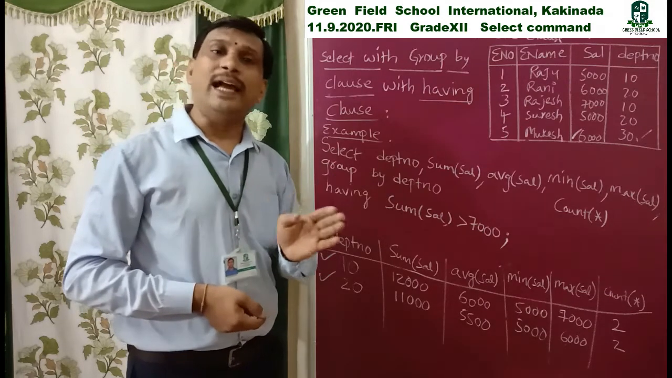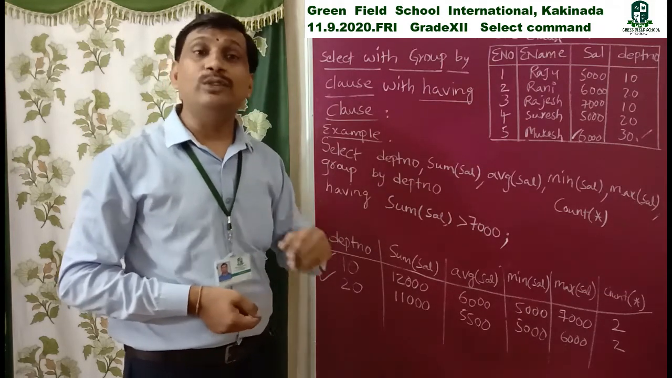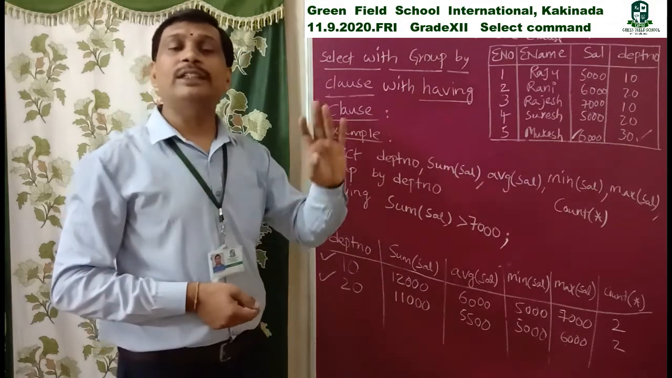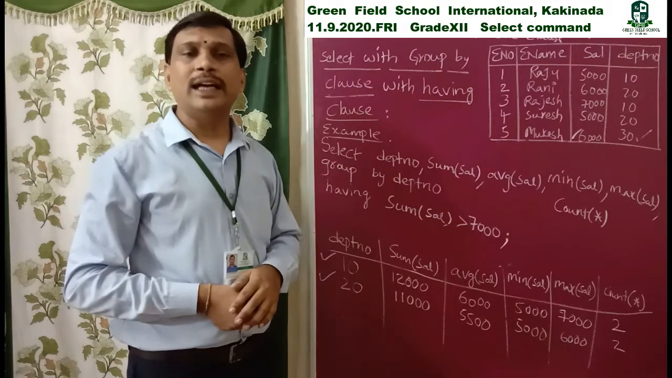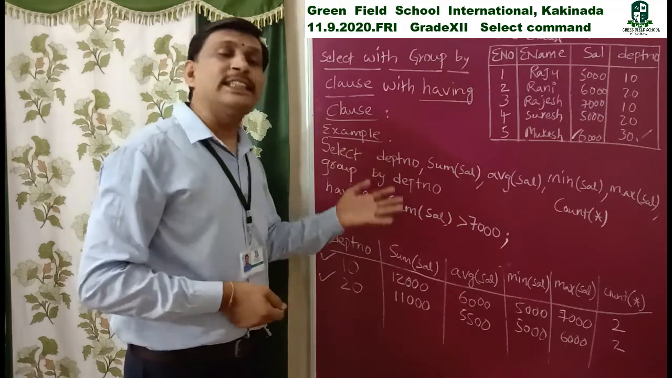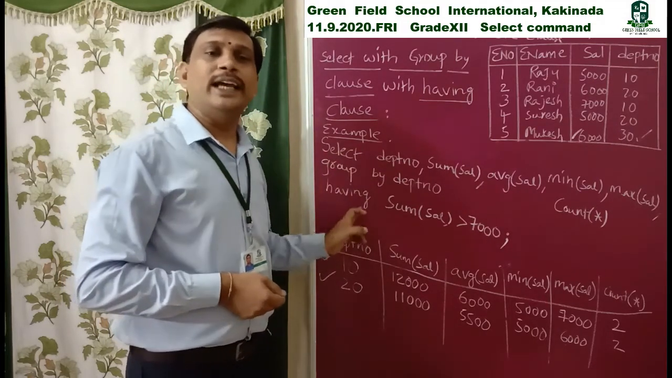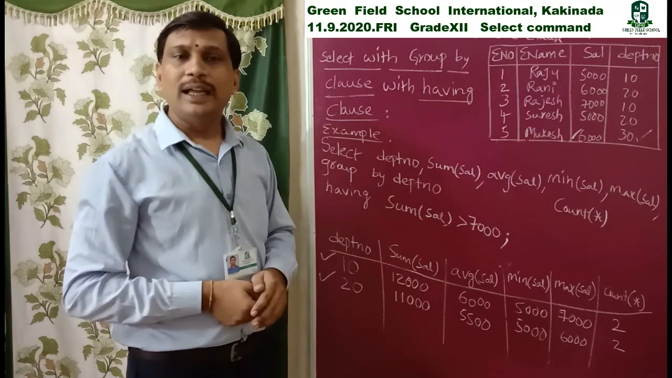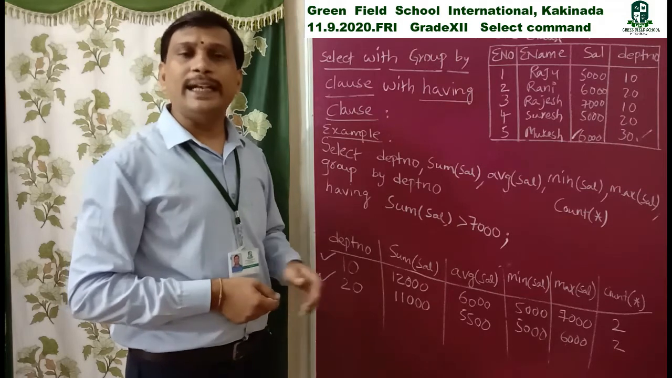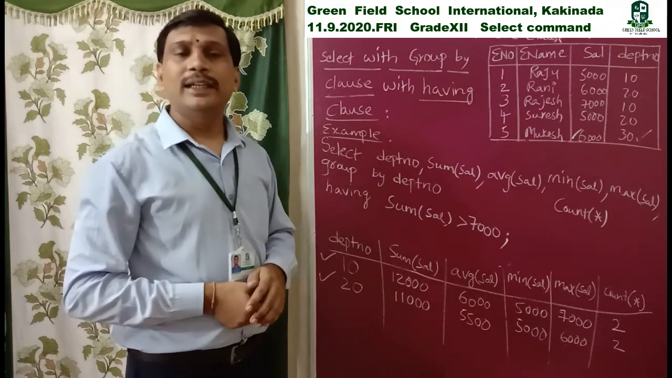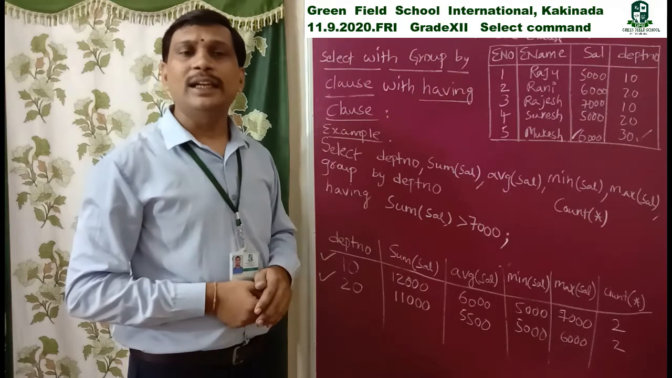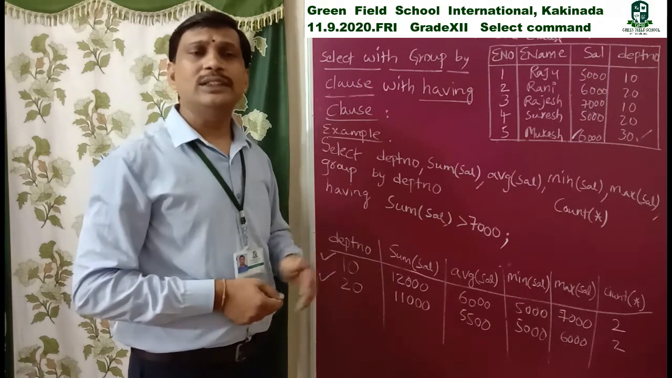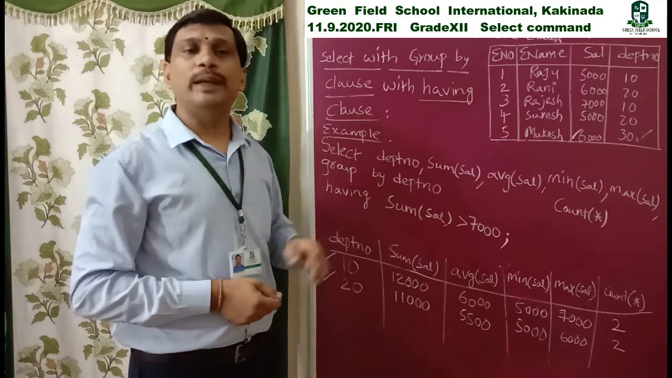After applying the grouping column, if we require any condition, then we go for having. Otherwise, we do not require the having clause. Suppose in the previous example, I did not use the having clause. Why? Only in that example, I calculated only grouping data. I did not apply any condition on that grouping data. In this example, I use one condition on that grouping data.